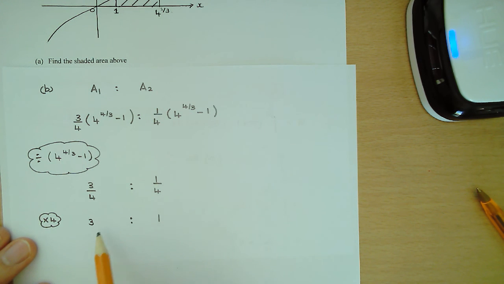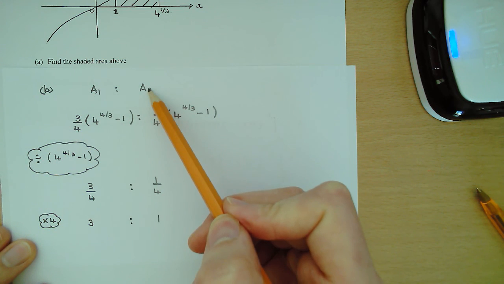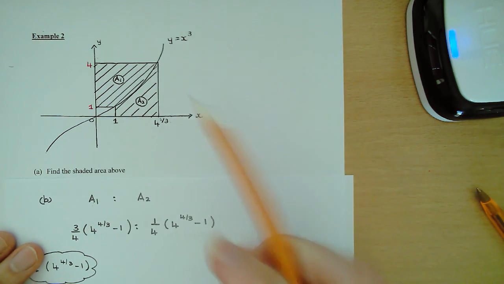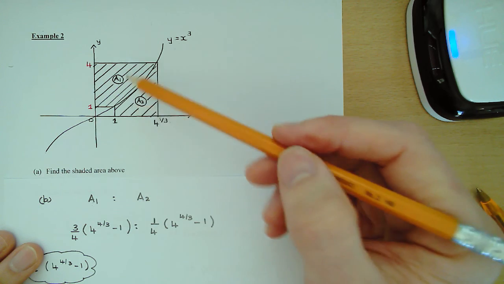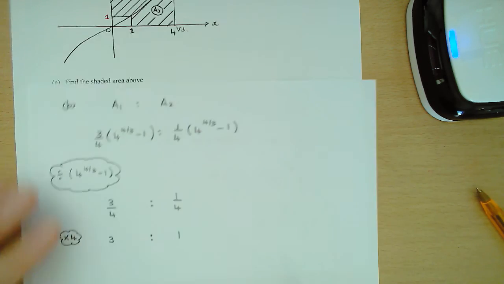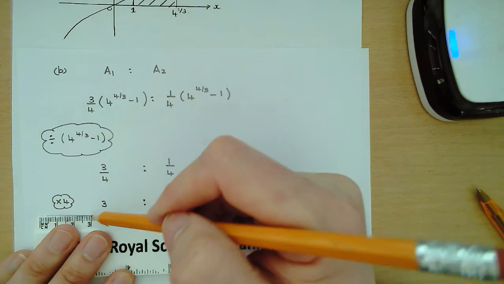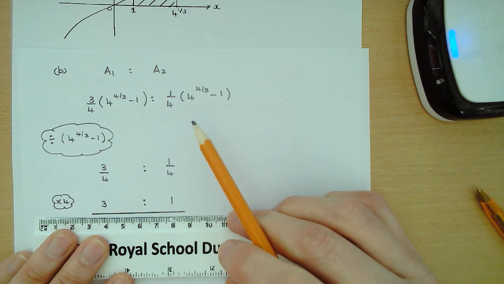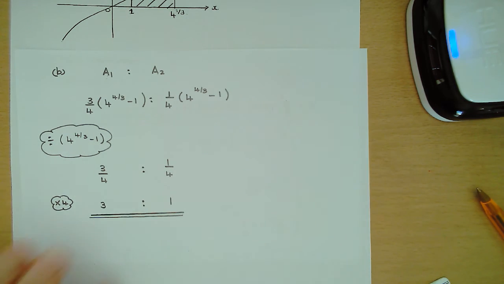So what does that mean? Well, it means area A1 is 3 times the size of area A2. And you can sort of see it in the diagram roughly. A1's a bit bigger than A2. It's 3 times the size of A2. So that would be our final answer there. That's the ratio of A1 to A2 in its simplest form.